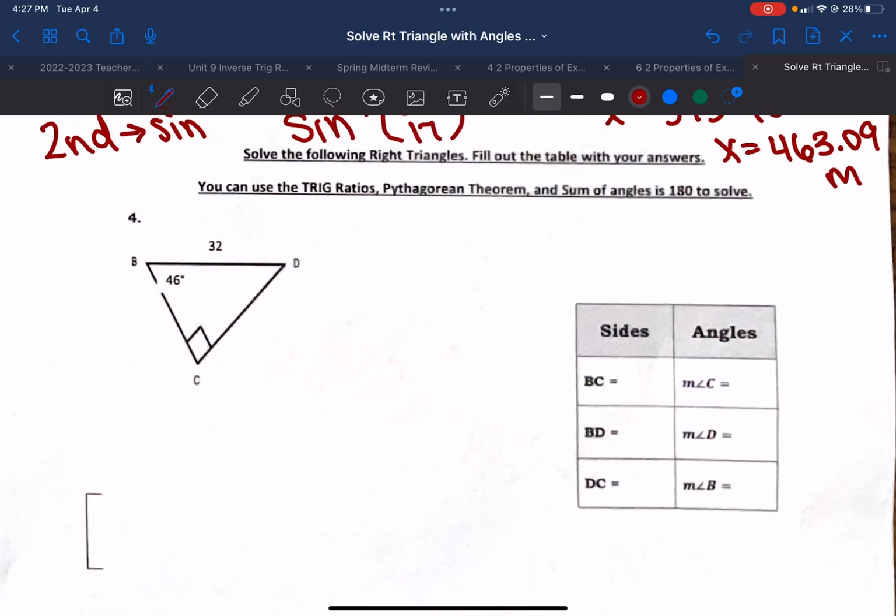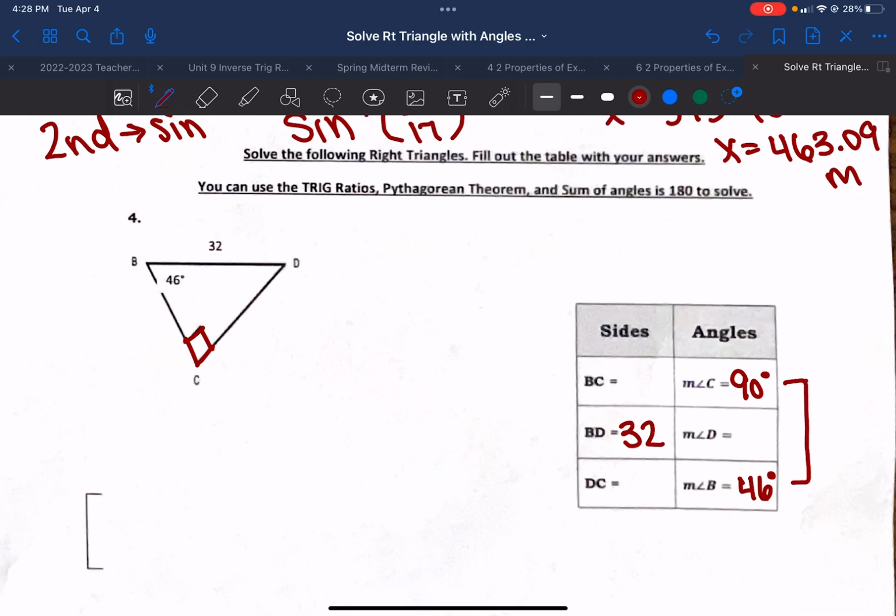Okay, so it looks like we have information about BD. BD is 32. We also have information about angle B. Angle B is 46 degrees. The other piece of information that we're given is this box. Yet again, angle C is 90 degrees because that's what the box tells me.